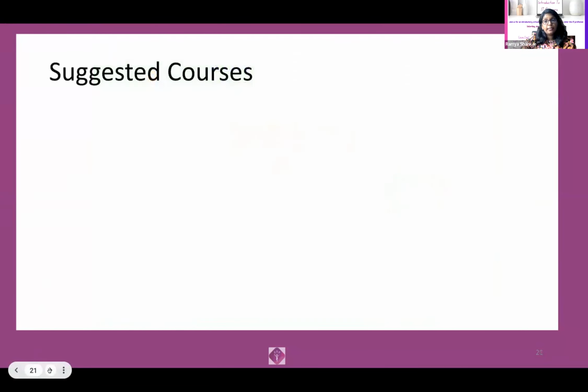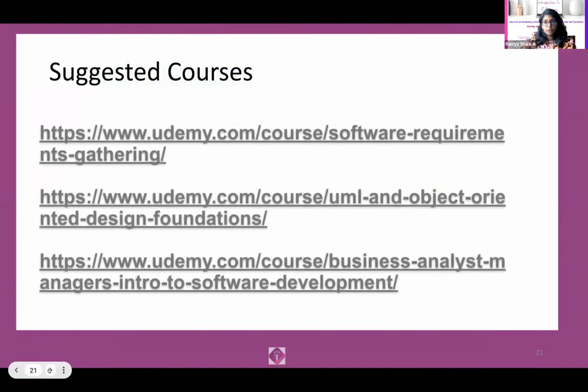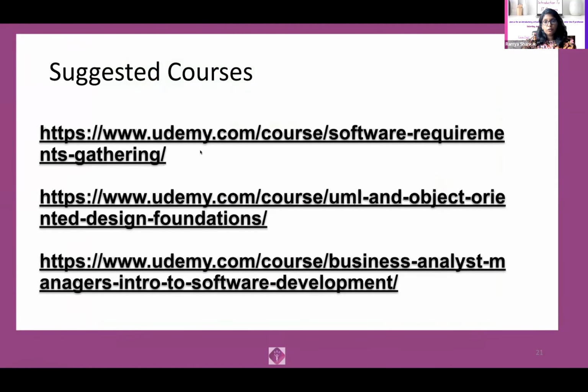To ace all this, there are a few courses which we suggest. The first course is to understand the requirement gathering itself. Next is, once you gather the requirements, a course that I'm suggesting to convert them to UML diagrams based on the object oriented design. And once you complete all this, then I think it would be a good idea to start an introduction to business analyst course so that it helps you to come across.